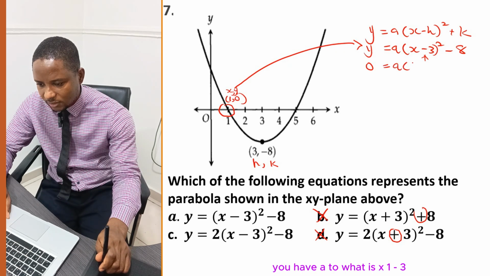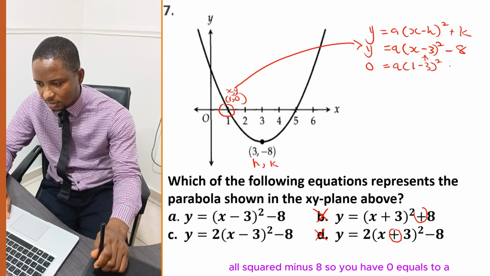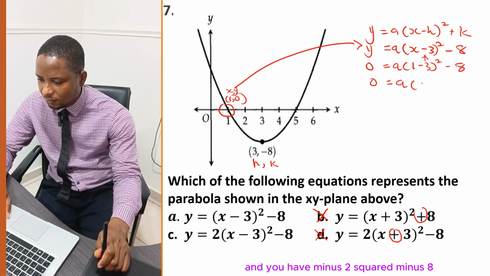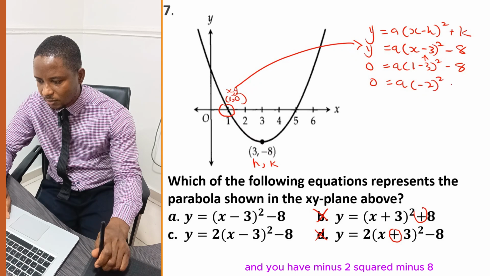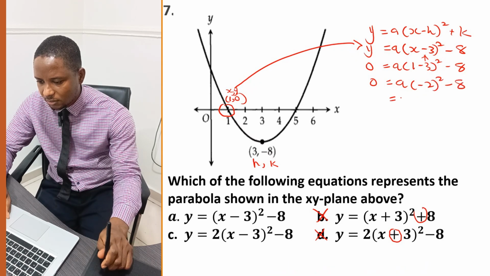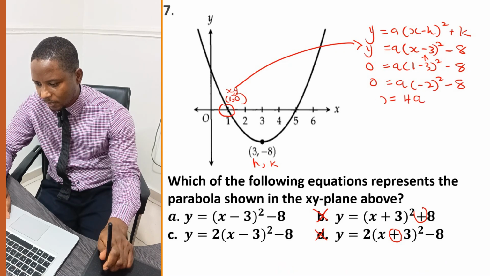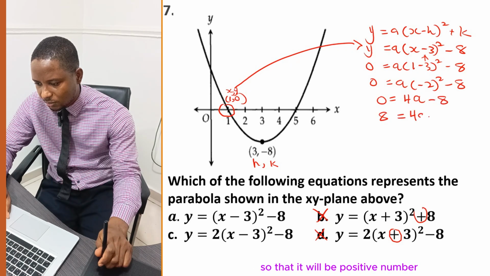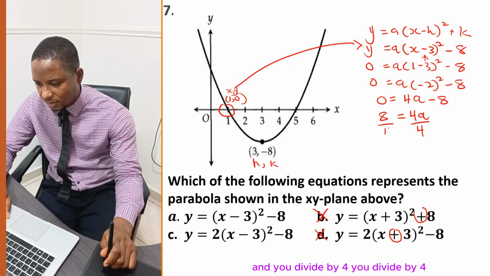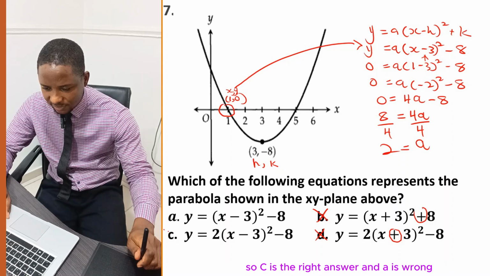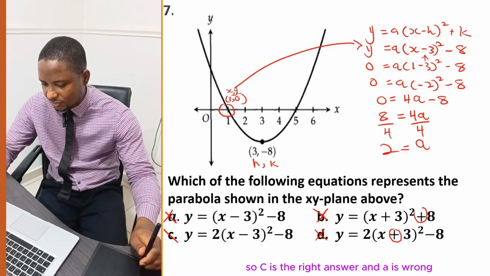You have a into (1 minus 3) all squared minus 8. So you have 0 equal to a times minus 2 squared, minus 8. Minus 2 squared, that's 4. So you have 4a minus 8. Take 8 to the other side so that it will be a positive number, and you divide by 4. So your a will give you 2. So therefore my a is 2. So C is the right answer and A is wrong.